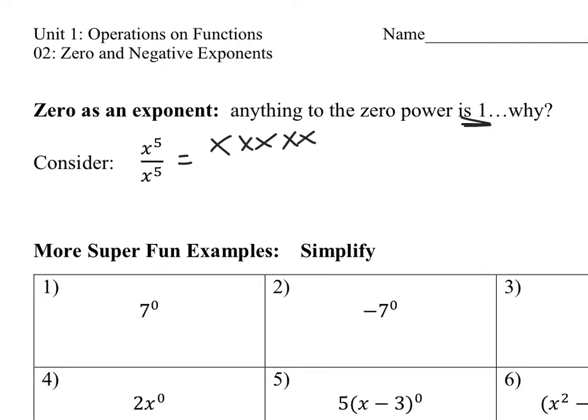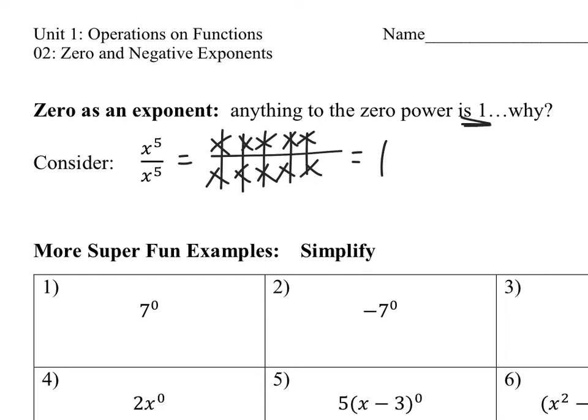Okay, I got 5 on the top, I got 5 on the bottom. These are all exactly the same. I have nothing left. But when you have nothing left, we have 1. We don't have 0, we have 1. It's a division problem. You can't get 0 out of a division problem.